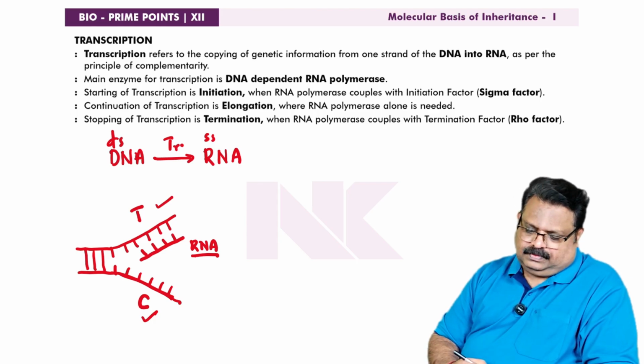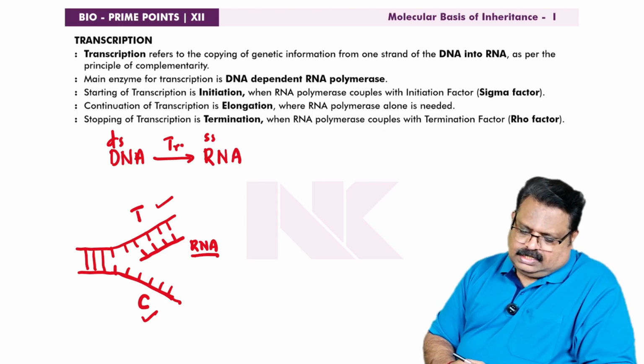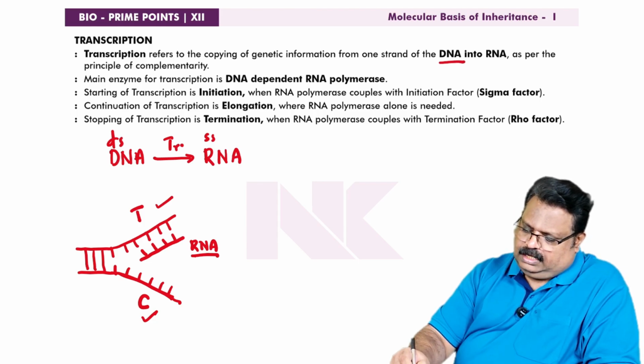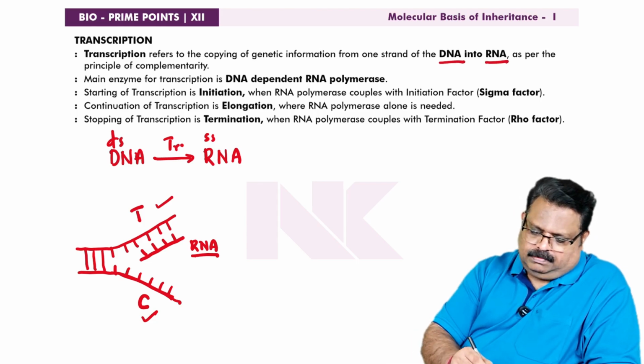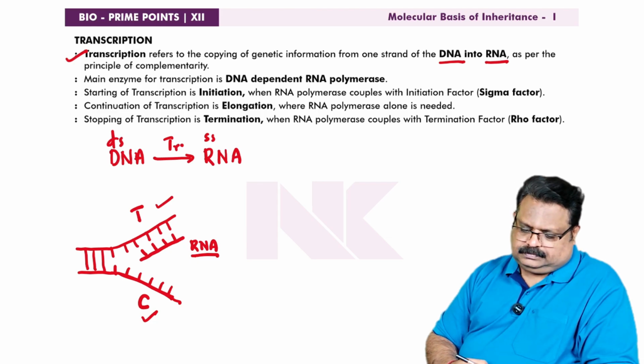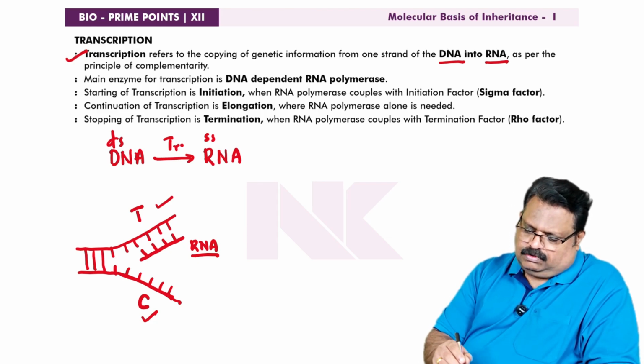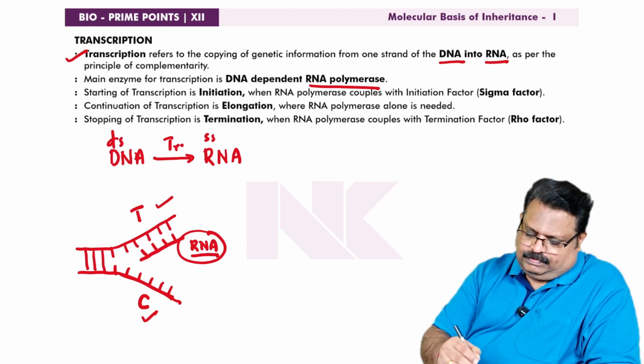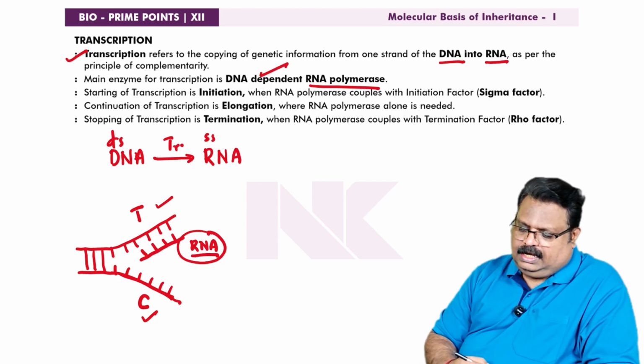coding strand. You can see here, transcription refers to the copying of genetic information from one strand of DNA into RNA, as per the principle of complementarity. The main enzyme for transcription: here the process is the synthesis of RNA, so the enzyme is called RNA polymerase. And the RNA polymerase works on the basis of a DNA, so it is called DNA-dependent RNA polymerase.